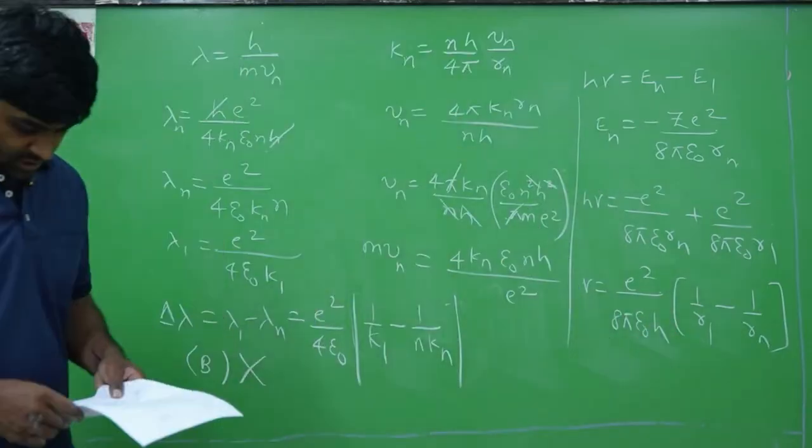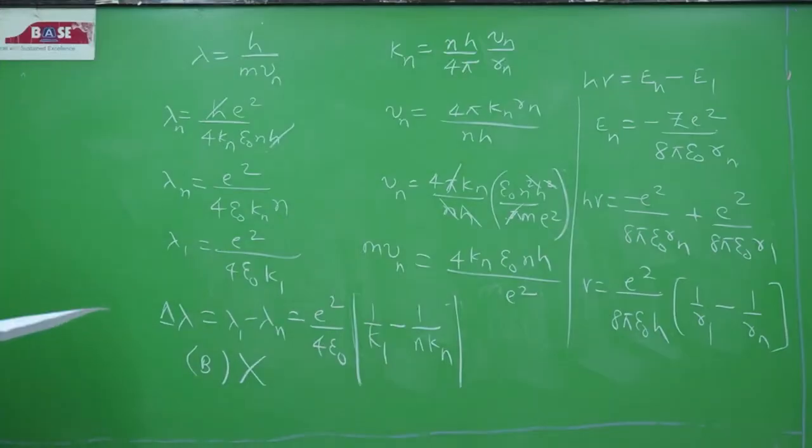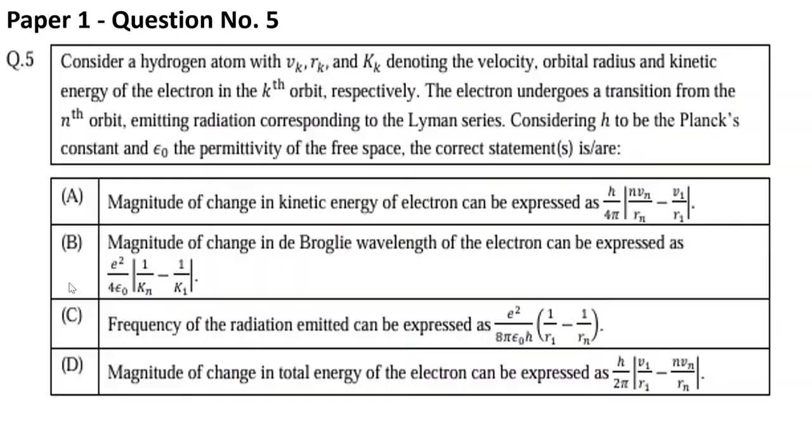So let's check out the options now. In option C, if you observe, we have the frequency of radiation emitted expressed as e squared by 8 pi epsilon naught h times 1 by R1 minus 1 by Rn. So absolutely right. So in this question we got option A and option C correct. Option B and option D are incorrect.